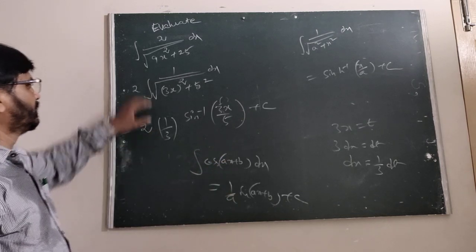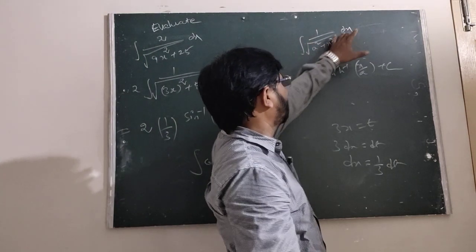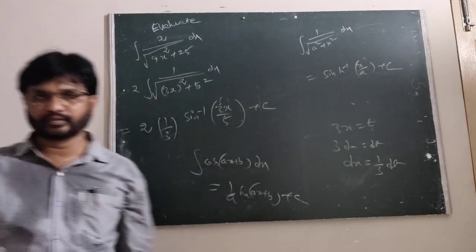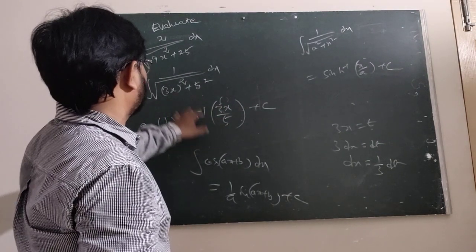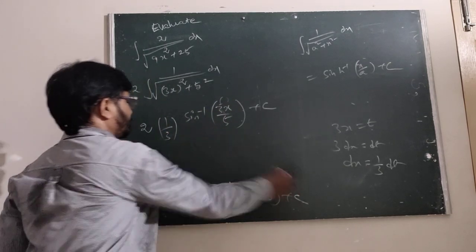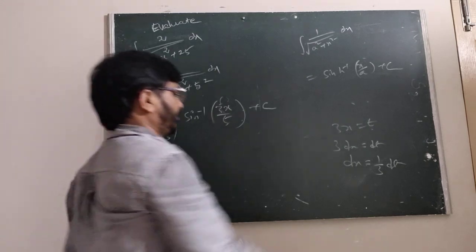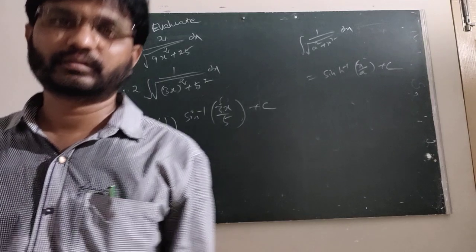Similarly we can write, this is the form, we know that integral 1 upon under root a square plus x square dx is sin h inverse of x by a. Therefore this is also sin h inverse of 3x by 5. 1 by a is 1 by 3. Now this is 2 by 3 sin h inverse of 3x by 5. So this is our answer, okay?